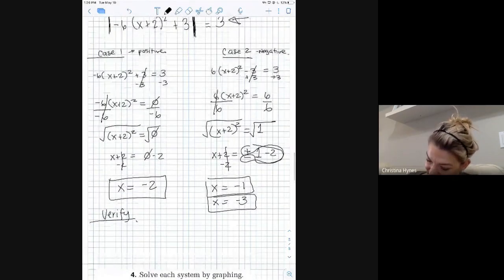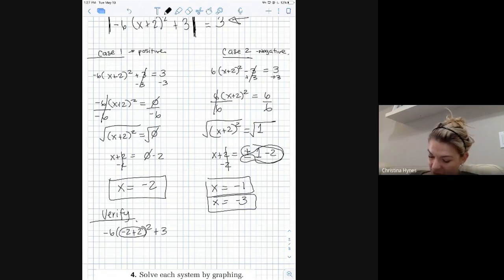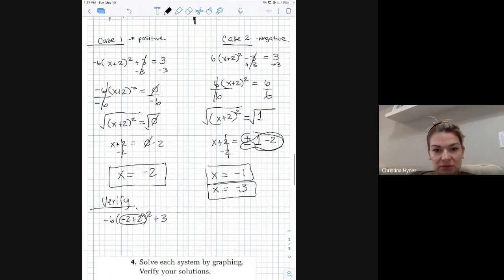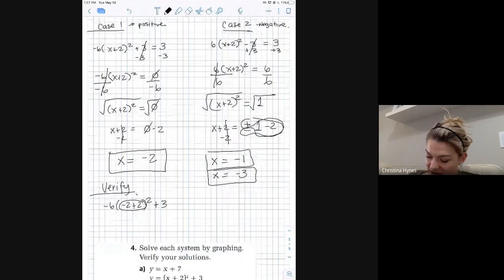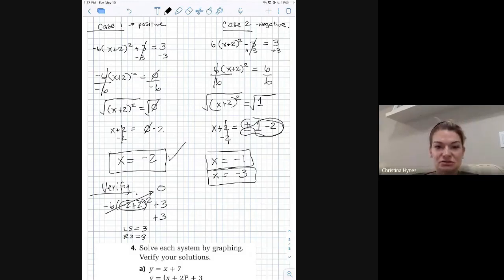Verifying is you're plugging in -2 instead of x, you're putting -2 plus 2 squared plus 3. This whole thing is 0, right? And 0 squared is 0. 0, let me move up actually. 0 times -6 is 0. So this whole thing becomes 0, leaving you with +3. That means the left side is equal to 3 and our right side is equal to 3. And that means that -2 is a solution.